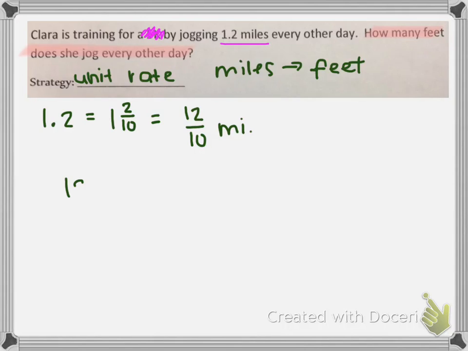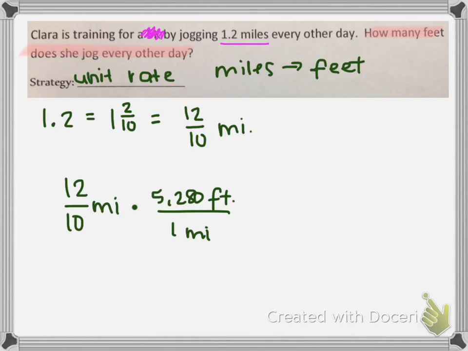So now I'm going to take that ratio, that fraction, and I'm going to multiply it by the unit rate, which is 5,280 feet over 1 mile, because there are 5,280 feet in every 1 mile. Well, the miles are going to cancel out. So now our only unit is feet, and now all we have to do is solve. So why don't you pause to multiply your fractions and then press play to check.